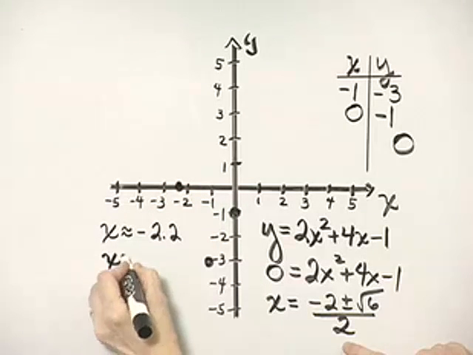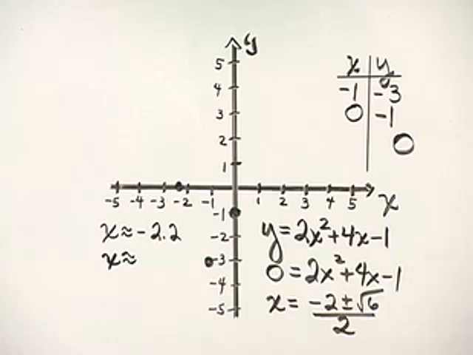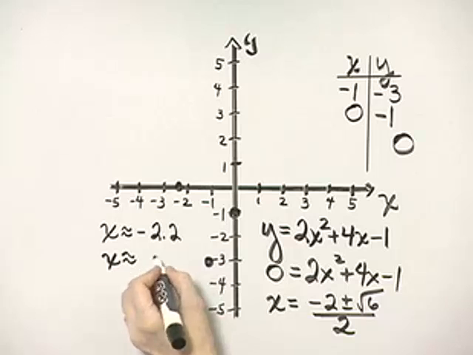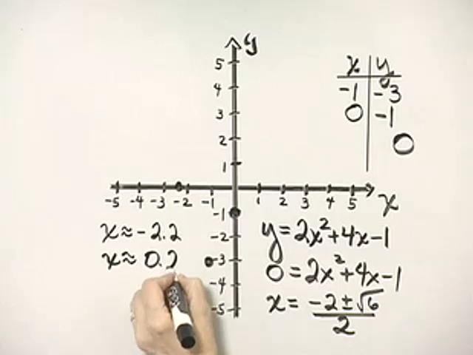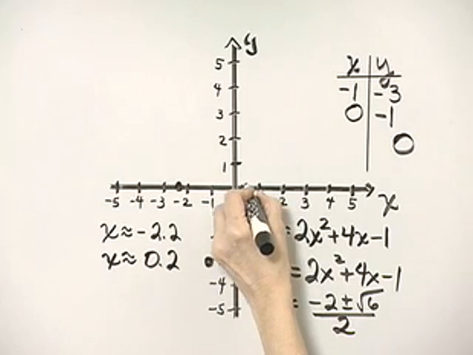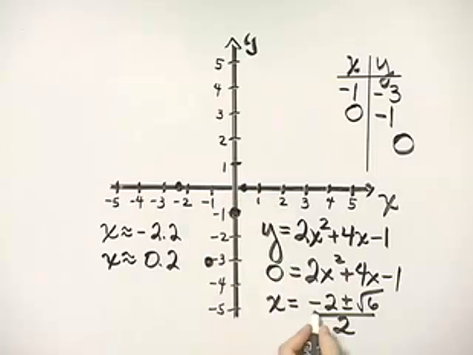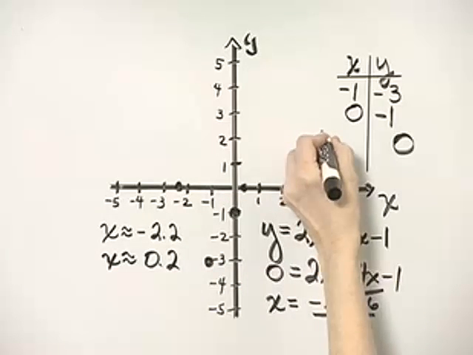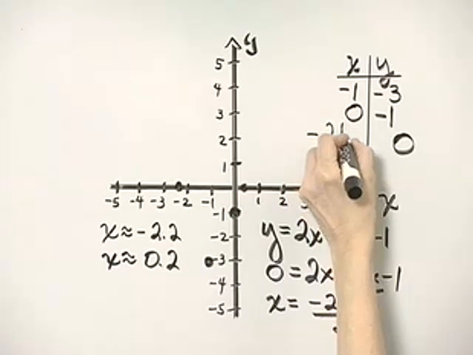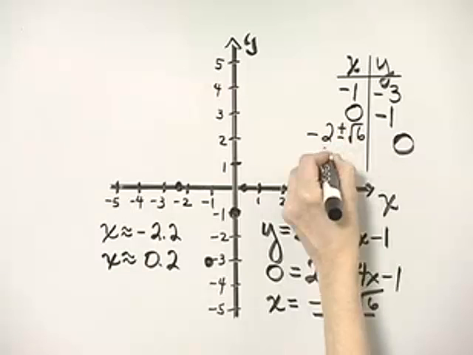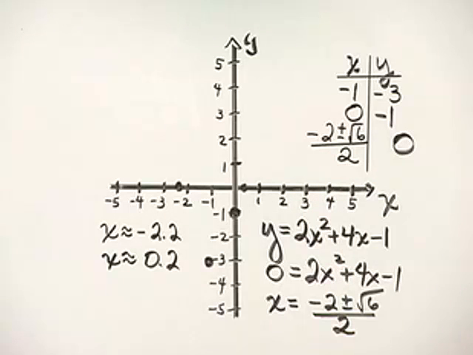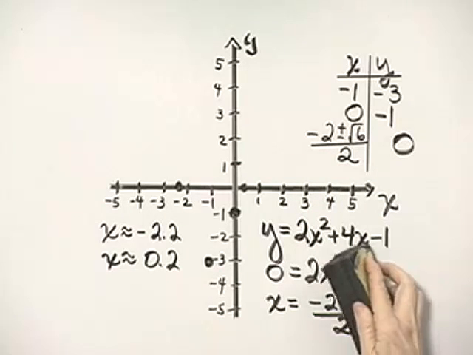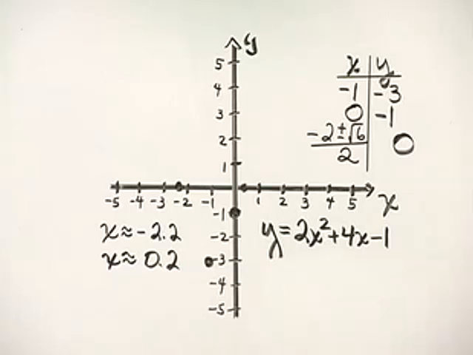And then if you look at negative 2 plus square root of 6 all over 2, plug that into your calculator, you'll have approximately 2/10. But here's your exact negative 2 plus or minus square root of 6 all over 2. Those are your two exact x-intercepts.